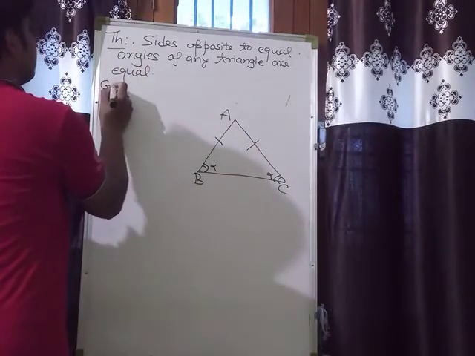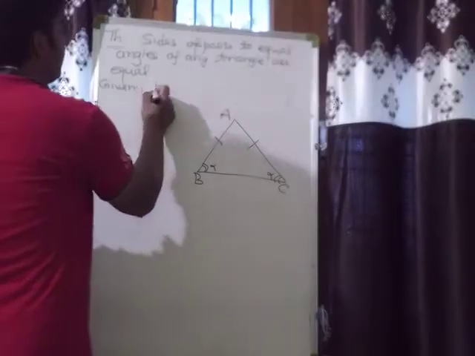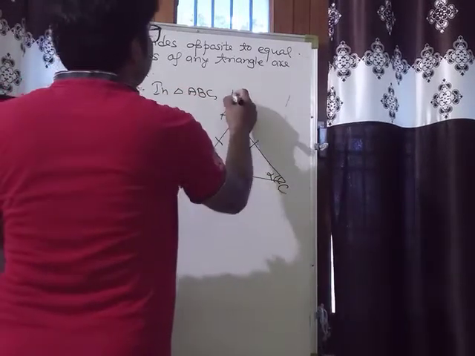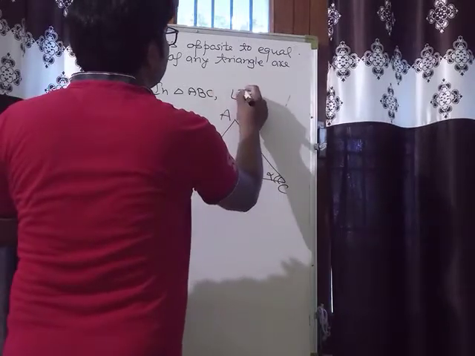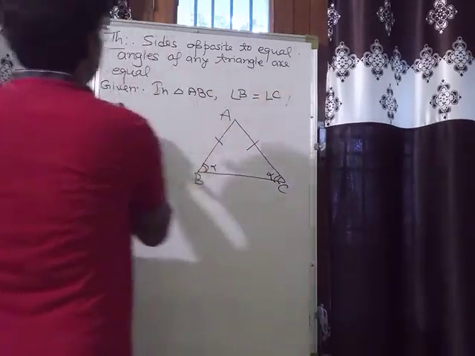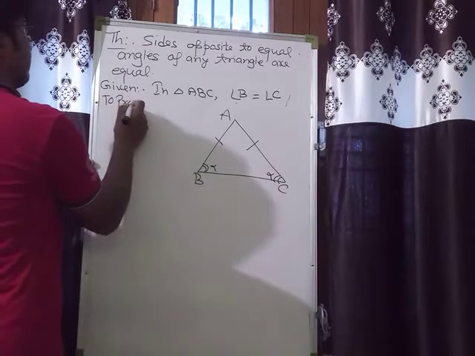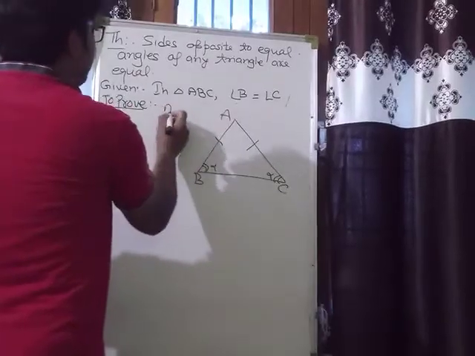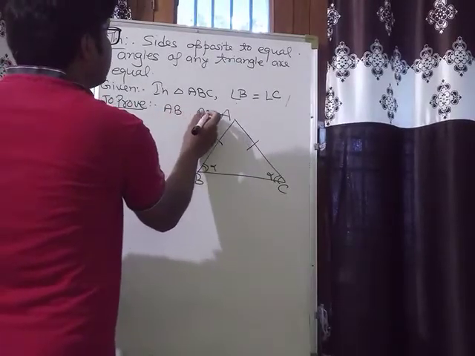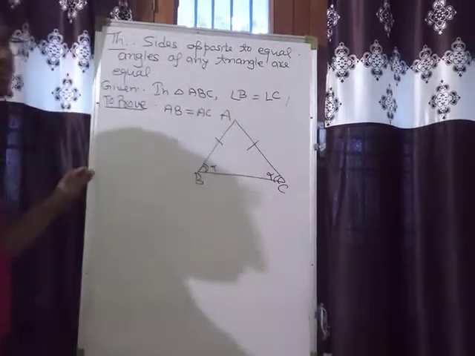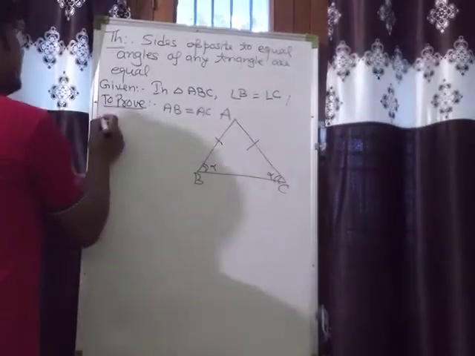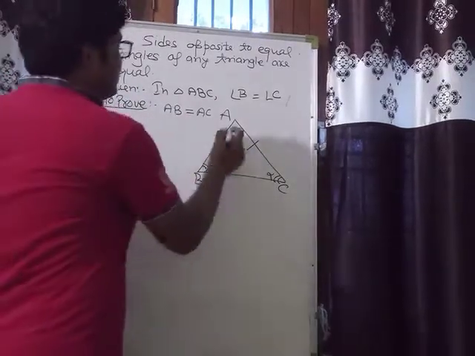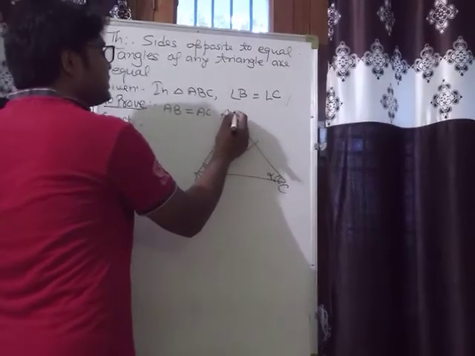So what is given here? It is given that in triangle ABC, angle B equal to angle C. We have to prove that the sides opposite to them, AB and AC, must be equal. For proving this, again we have to construct something here also. The same thing. Draw the angle bisector of angle A.